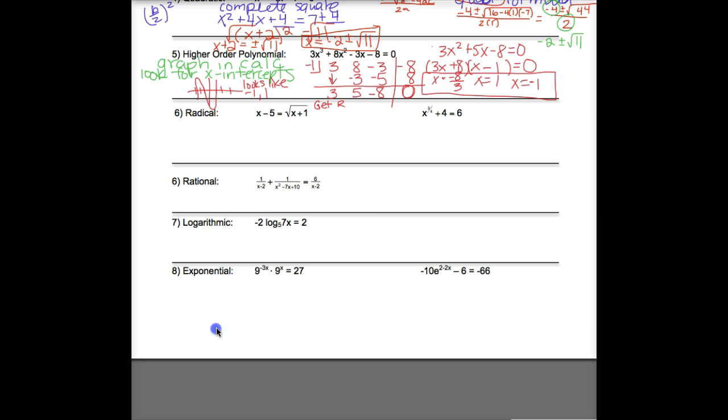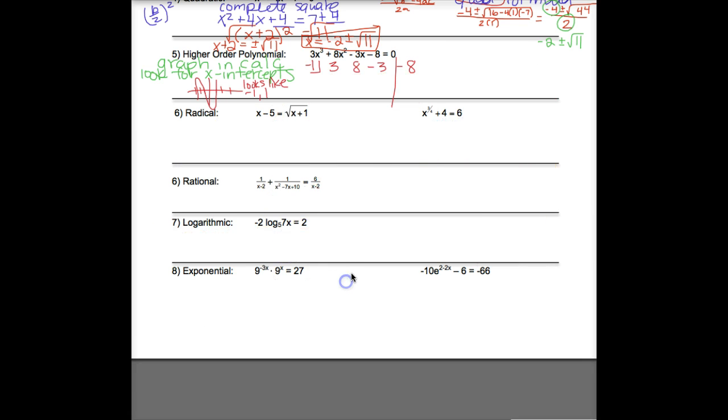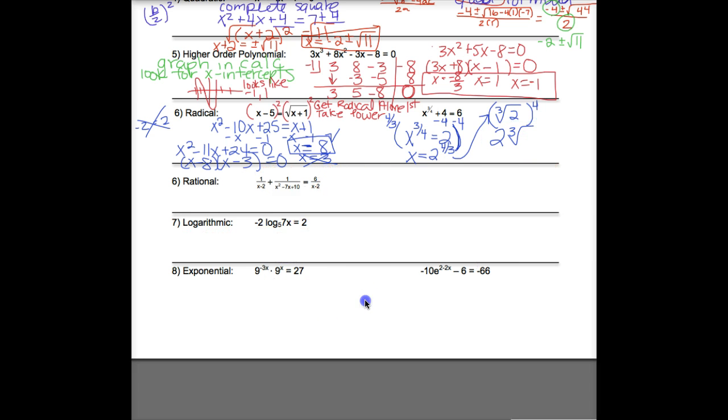Instead of using logs here, I can rewrite 9 and 27 both in base 3. So 3 to the second power is equivalent to 9. So I just replaced my 9 with 3 to the second power. Over here, 3 to the third power is 27. So simplify on the left, 3 to the negative 4x equals 3 to the third. When the bases match, you can drop them. So that gives you negative 4x equals 3. Divide by negative 4, and x is negative 3/4.